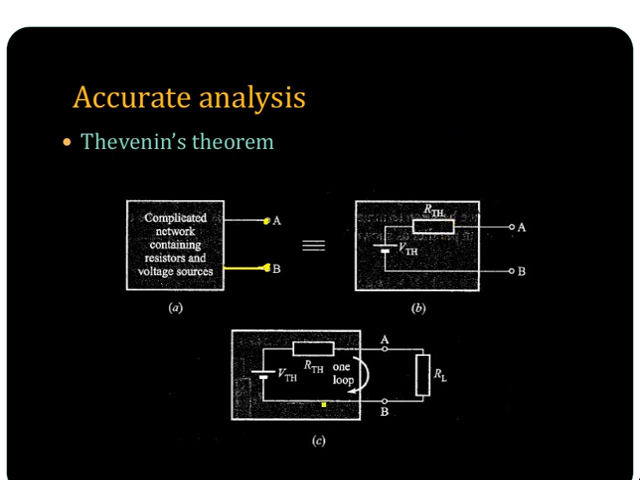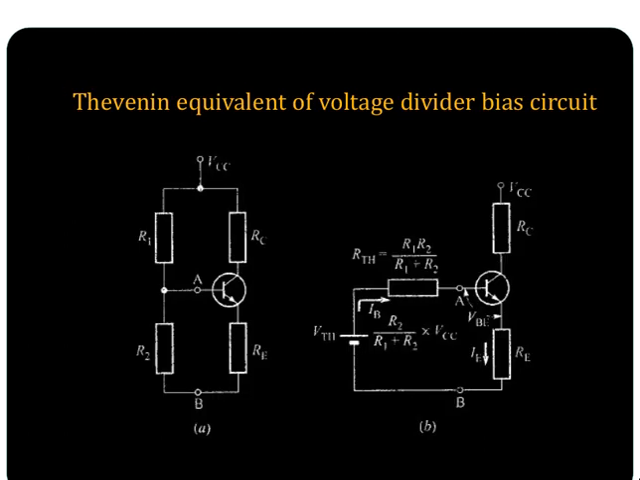So you need to form a circuit, and it is a single loop circuit that you are going to form using Thevenin equivalent voltage and resistance across these two terminals A and B. Now, how will you find the Thevenin equivalent of this voltage divider bias circuit? So, this is a voltage divider bias circuit. You can see R1, R2, RC and RE here, and this is VCC. Okay, so what is the Thevenin equivalent?